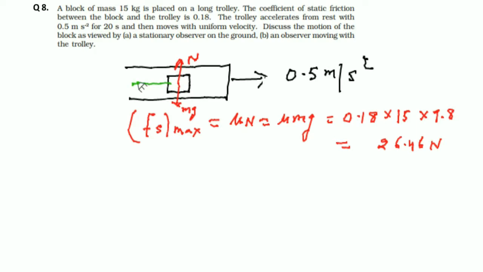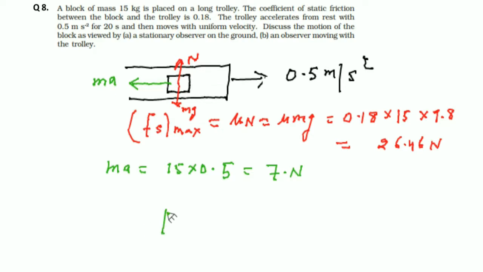Another force will act, that is mass into acceleration, in the left direction because the trolley is going to the right. So find out m into a: 15 into 0.5, so this will be 7.5 Newton. Now, as you know the definition of static friction force, 26.46 Newton is the maximum static friction force, but how much friction force will act depends on the applied force.